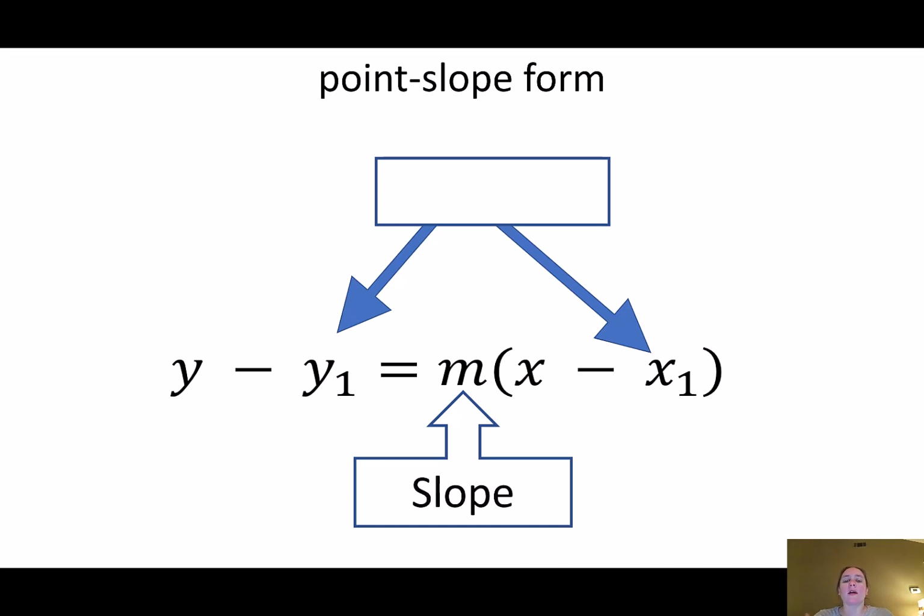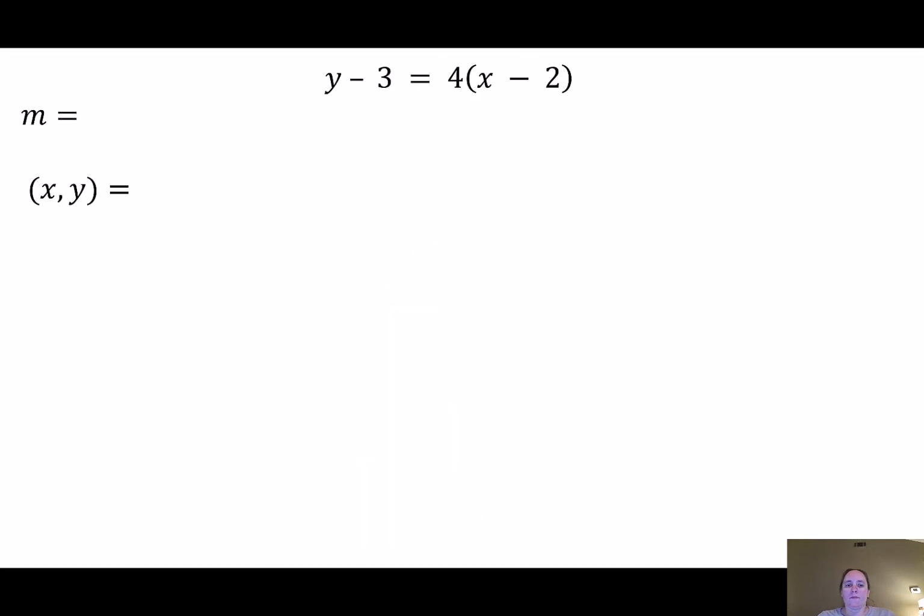Okay, so just like in slope-intercept form, m represents our slope. Now, instead of having our y-intercept, we are given just some point on our line. Okay, x1, y1, all that is just a point on our line. So let's just look at, given an equation, what is my slope and what is the point that I'm given.